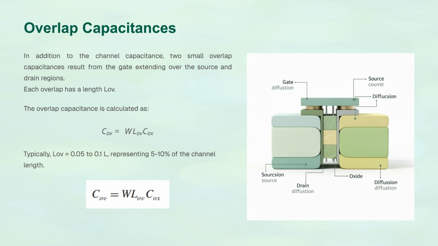Overlap capacitances are small capacitances resulting from the gate extending over the source and drain regions. These overlaps, each with length L_ov, contribute to the total device capacitance. The overlap capacitance is calculated using the formula shown.